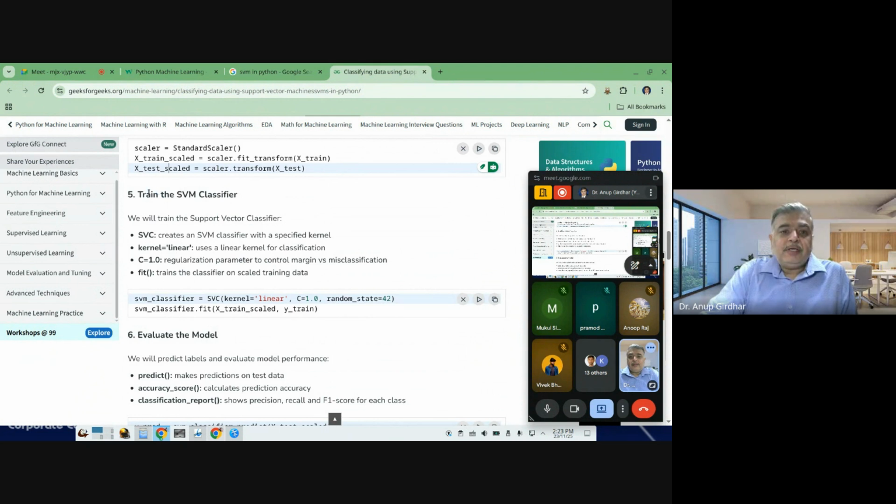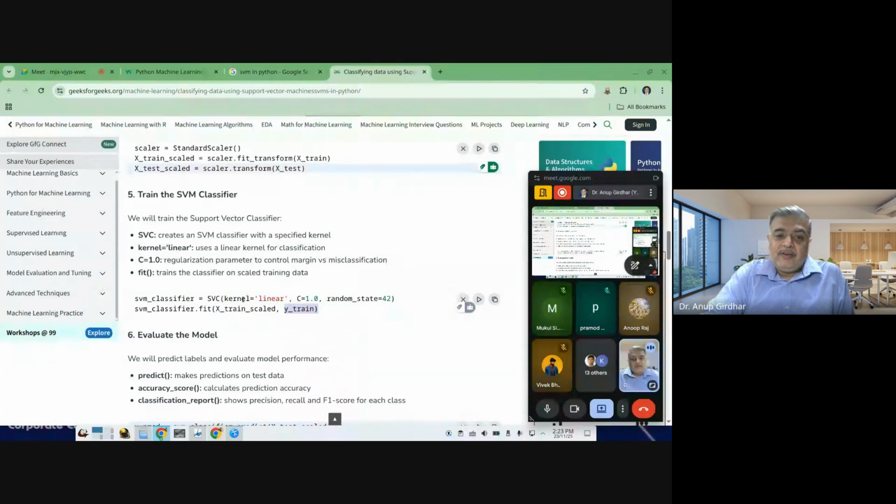Accordingly, we apply the SVM classifier. Apply the SVM with a linear kernel, and C value, let's say keep it 1, for the regularization parameter, which controls the margin versus misclassification. I think we already discussed what C is. Then fit. So use a simple SVM, define your kernel, value of C and random state, make an object of the SVM classifier, and fit the X_train_scaled data with the y_train data set. So this is the scaled data and this is the unscaled data.